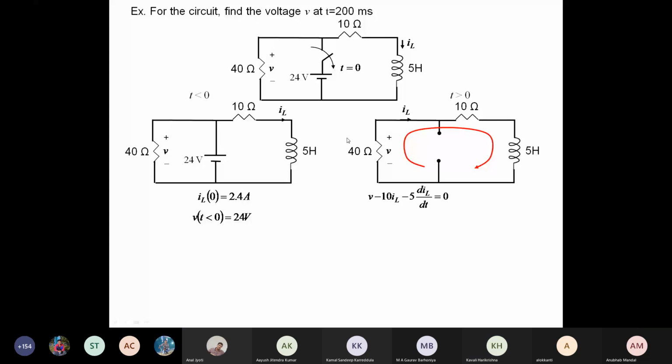If you apply this KVL, because the answer is being asked with V with the top terminal positive, then in this way, applying KVL, it is plus V, then minus 10 IL minus 5 L dIL/dt.